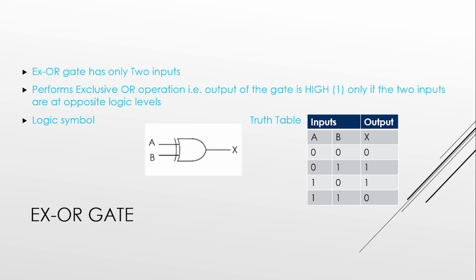So what will be the truth table of XOR gate? It has only two inputs, A and B, and output is, say, X.